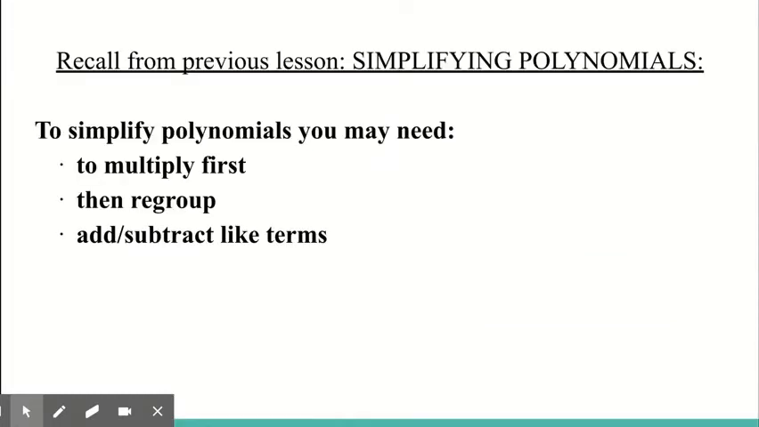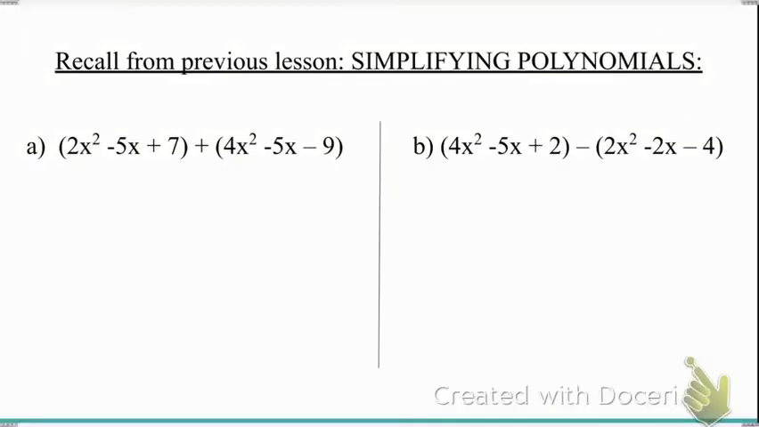So recall from previous lessons, when we're simplifying polynomials, the first thing we need to do is see if there's anything we need to multiply. When we've done that, then we're going to regroup it. We're going to collect the like terms, so put them next to each other, and then we're going to add and subtract the like terms. Here are some examples. So let's simplify A first.